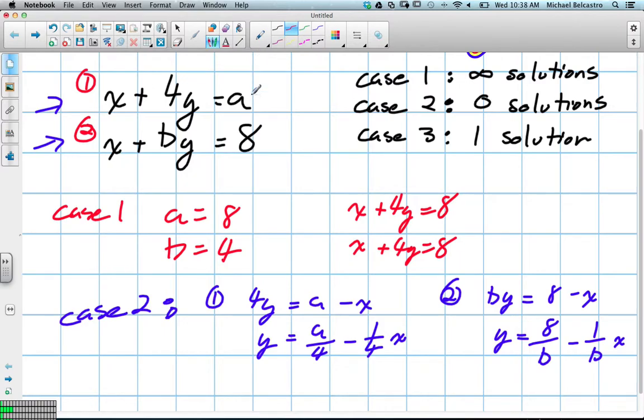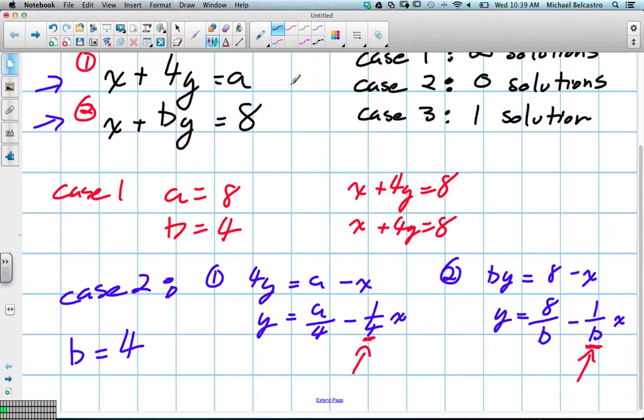Okay? So, if we need them to be parallel, we're looking at the coefficient in front of x. Specifically, the slope needs to be identical in both of them. So our b in this case needs to be what value? 4, that's right. So we need b to be 4. That way both of the slopes are the same. So let's incorporate that 4. We have y equals a over 4 minus a quarter x, and y equals 8 divided by 4, which is 2, minus 1 over 4 x. Okay, so our slopes are the same.